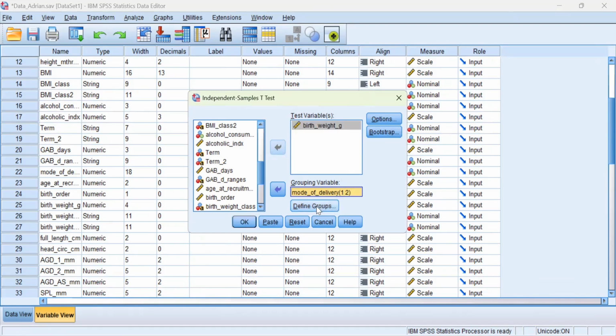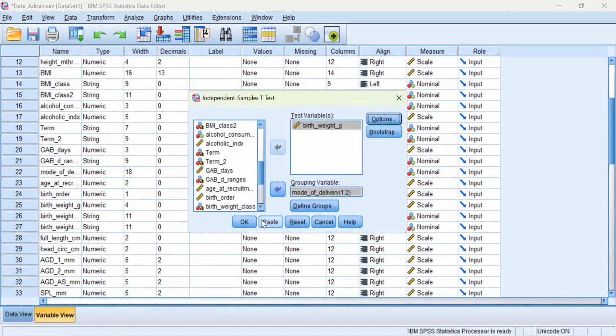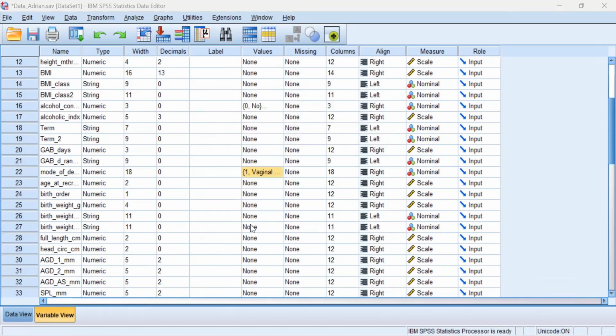All right. So in define groups, if you coded it as 0 and 1, you put 0 and 1 under define groups. That's just how it is. Then I think for options, we don't need anything. It's already 95% as you can see for the confidence interval. I think that's okay. Then you take OK. Then let us see the output.